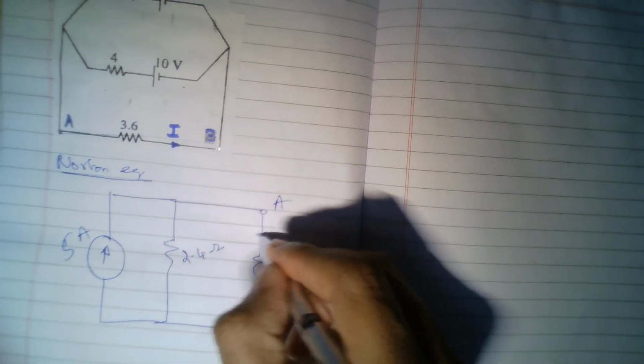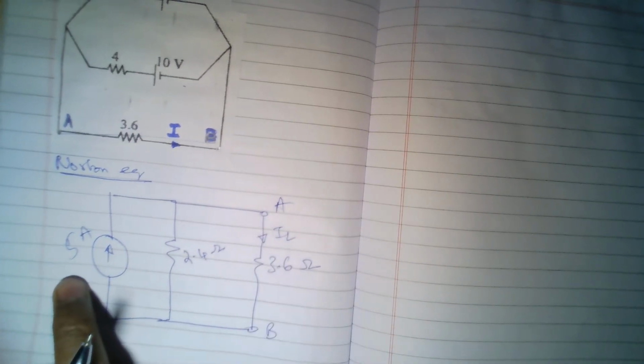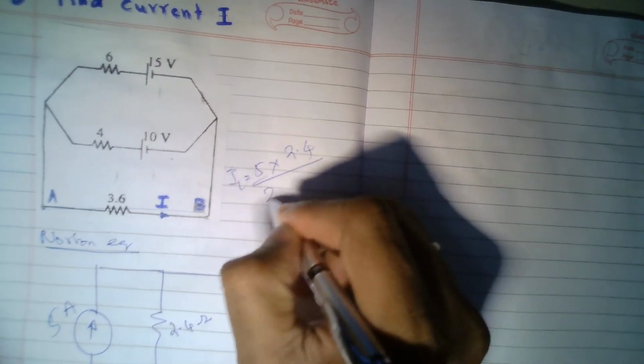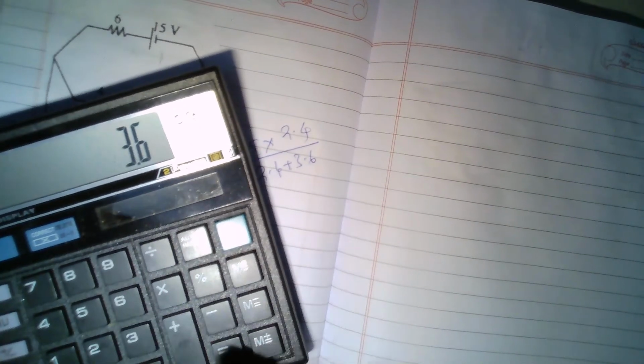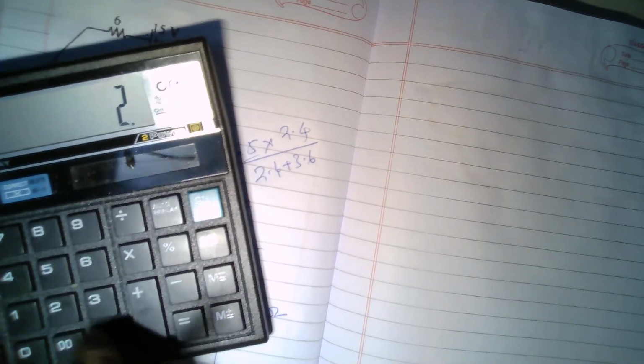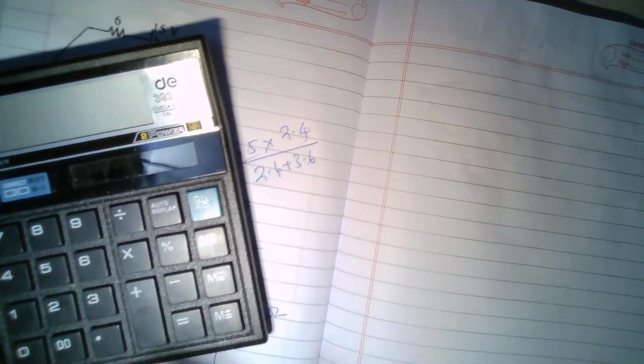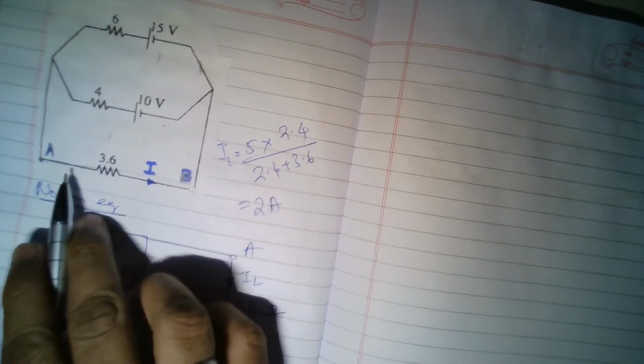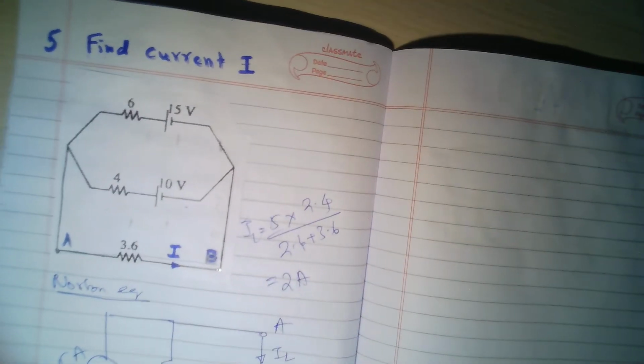Now finally, what is the load current IL? The load current is 5 multiplied by, basically the current division principle, so IL is 5 multiplied by 2.4 divided by 2.4 plus 3.6. 2.4 plus 3.6 is 6 actually. So 5 multiplied by 2.4 divided by 6, exactly 2 amperes. That is the answer. In this 3.6 ohm resistance, 2 amperes current is flowing.